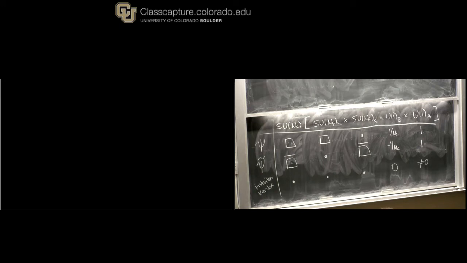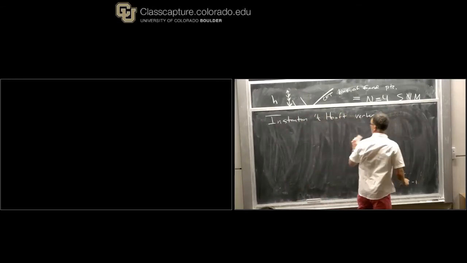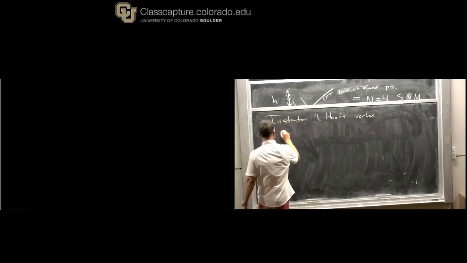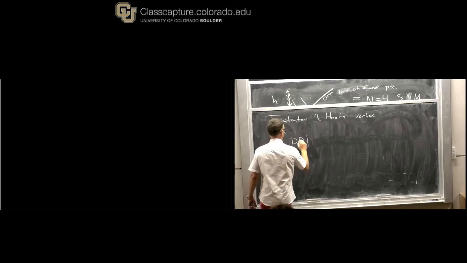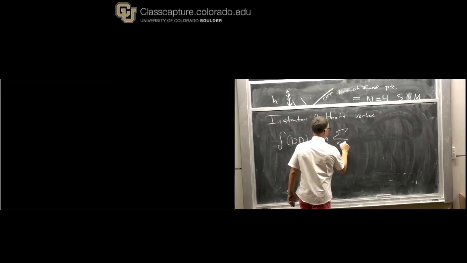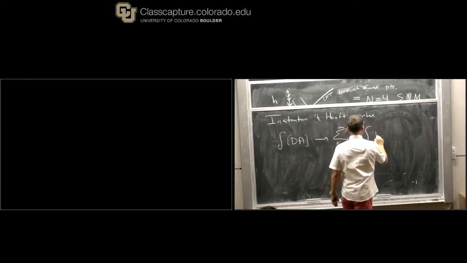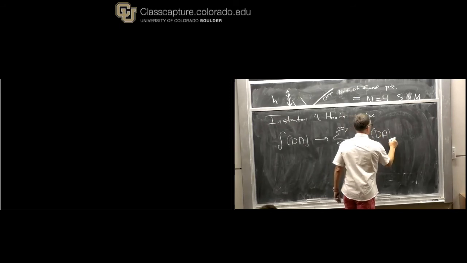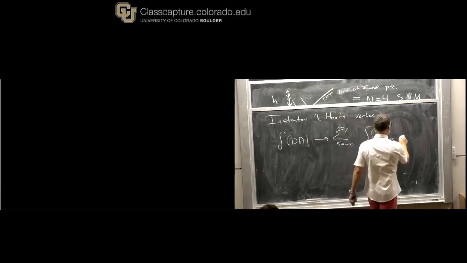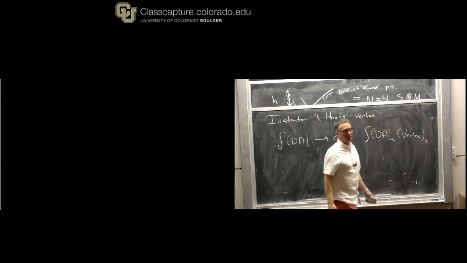Okay, the instanton. So the idea of the instanton and 't Hooft vertex is that when we do the functional integral over all gauge fields, we get a sum over all the instanton sectors. The minuses are anti-instantons. Times some 't Hooft vertex, which is some interaction associated with the instantons.